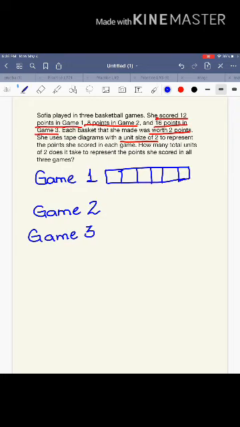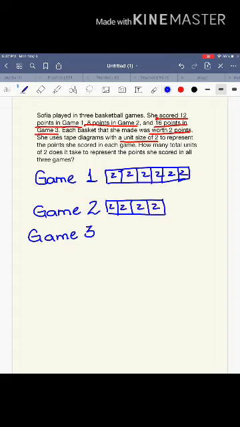And each one of these units, it's going to be worth what? 2. 1, 2, 3, 4, 5, 6. 6 times 2 equals 12. And that's the number of points we need for game 1. For game number 2, we need 8 points. So I'm going to draw my bar. And since I need 8 points, how many little squares do I need to draw? I need only 4. Why? Because each one is worth 2. So I have 2, 4, 6, 8.